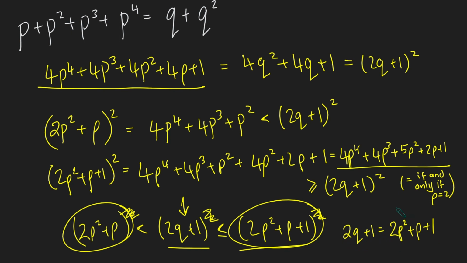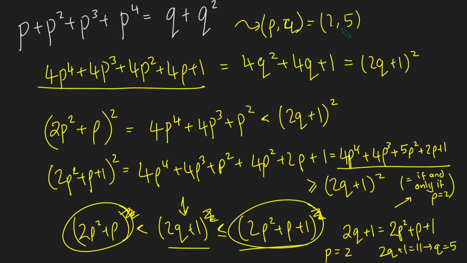And now we can use the condition that equality only occurs when p is 2. So we know that in order for this equation to be true, we need p to be equal to 2, and just substituting that in, you get 2 times 2 squared, which is 8, plus 2, which is 10, plus 1, which is 11, so 2q plus 1 is 11, and so q equals 5. So the only solution to this is (p, q) equals (2, 5), and both of those are prime numbers, so this works. That is our solution to this problem.